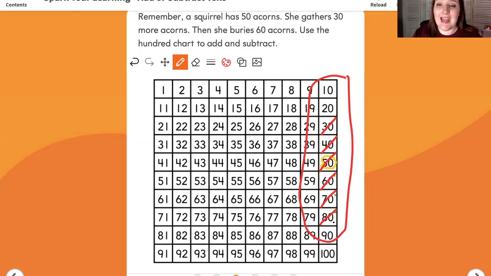If I started with 80 and I subtracted 60, 80 minus 60, I know that 8 minus 6 equals 2. So the squirrel is left with 20 acorns. Okay.